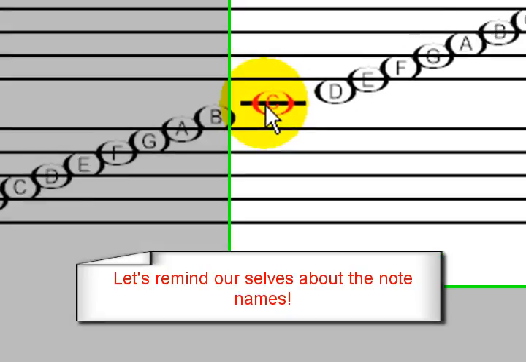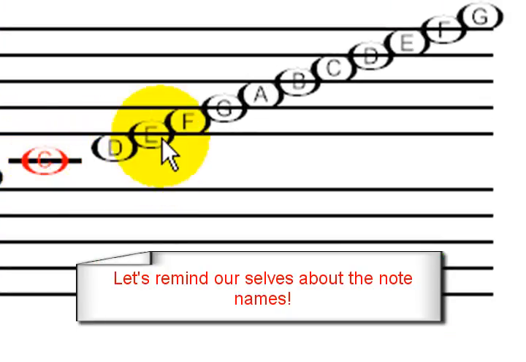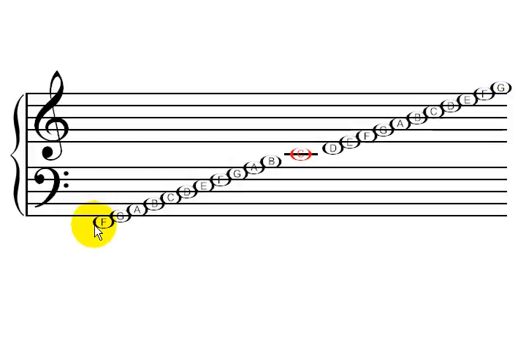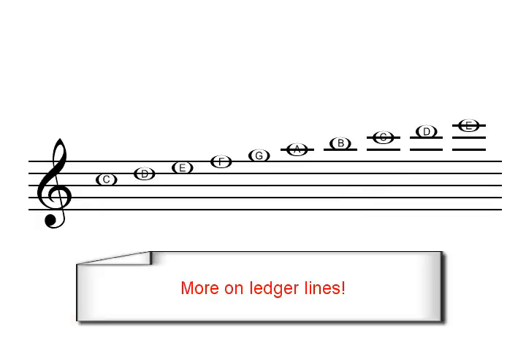Here we start off in treble clef, C, D, E, F, G, A, B, C, D, E, F, and G. Now we're not using any ledger lines except for here now, but of course above this treble staff here and below this bass clef here, you can use and add more names with ledger lines. Let's talk more about ledger lines.